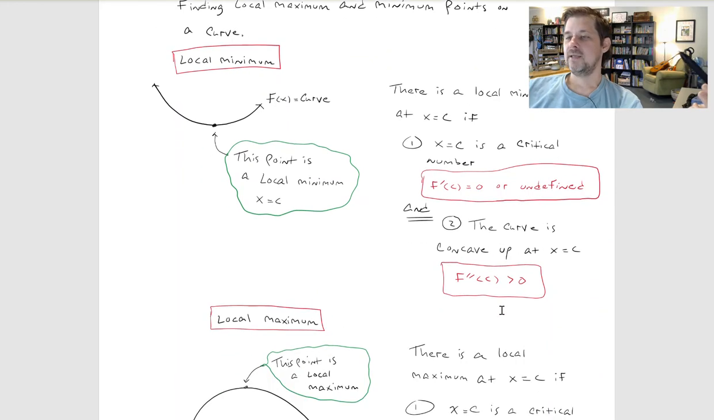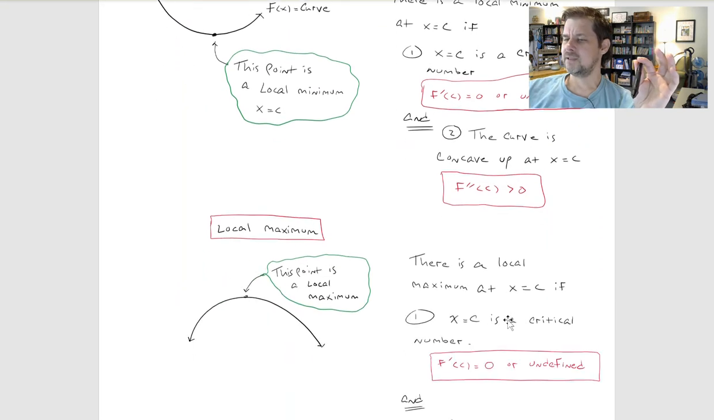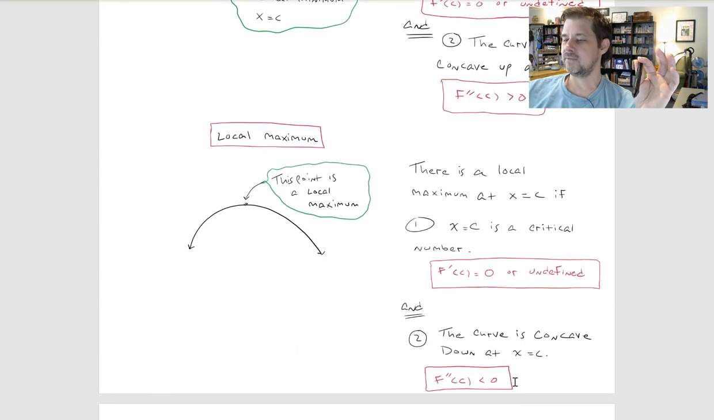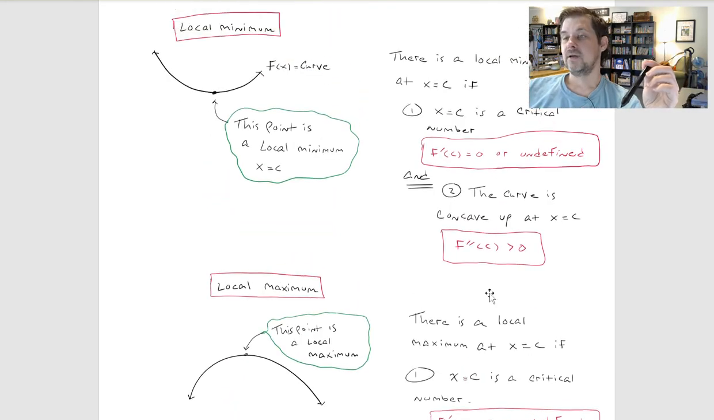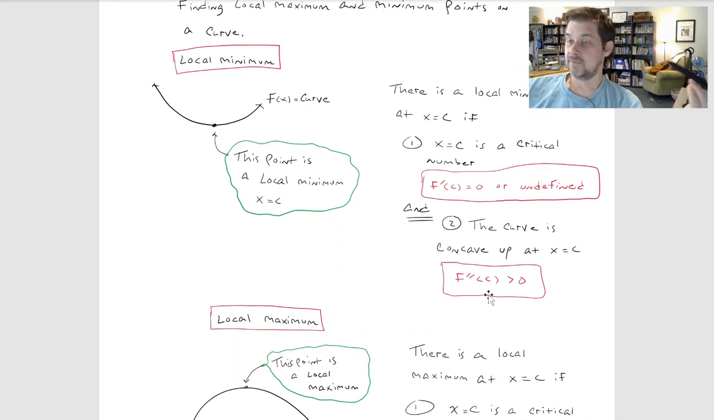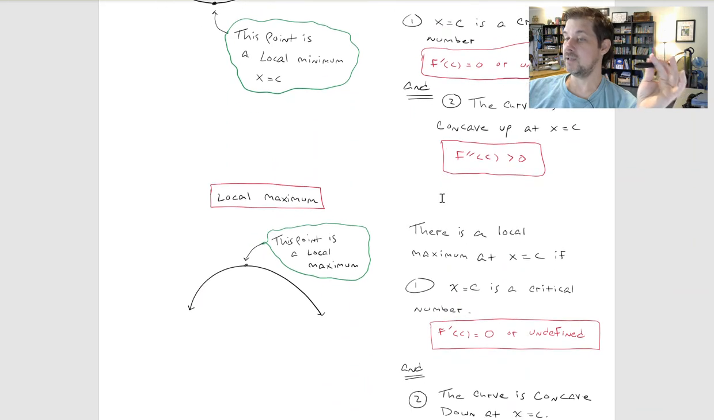Okay? Now, it might be that sometimes you find a critical number and the curve is neither positive nor negative at that point. Okay? It might happen. You could get 0 for the second derivative and that would not be positive or negative. Okay? And you could get it that it's undefined. So in those cases, you won't have a local minimum or maximum. It's not true that every time you have a critical number that you have a maximum or minimum. It could happen that a critical number does not lead to either.